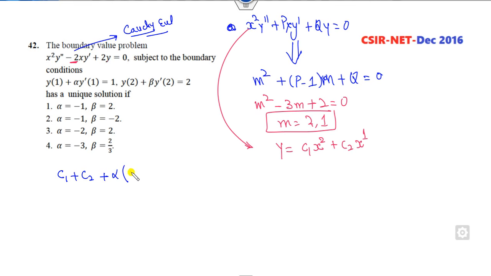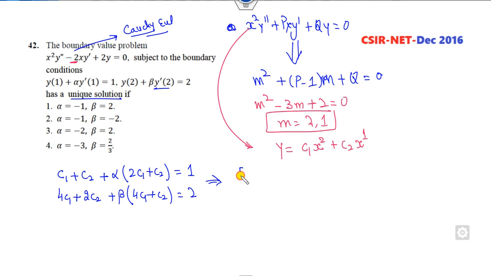What is the derivative? 2C1 plus C2 is my 1. Y at 2 is 4C1 plus 2C2, because the derivative at the point 2 is 0. Now it has a unique solution.